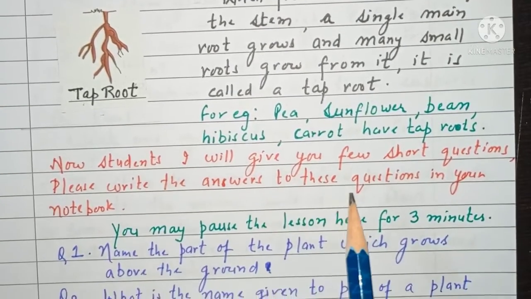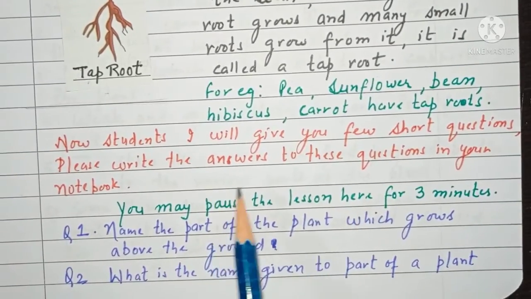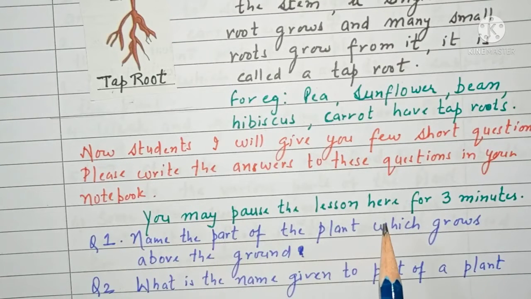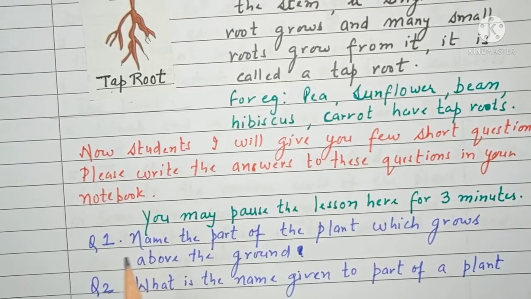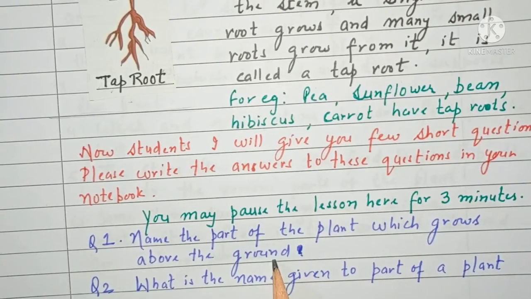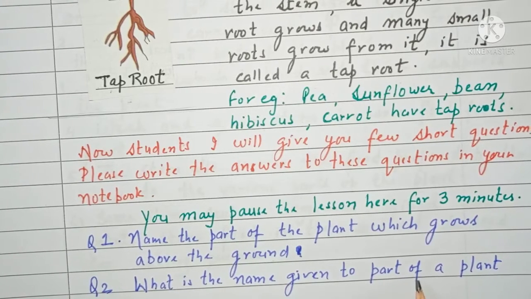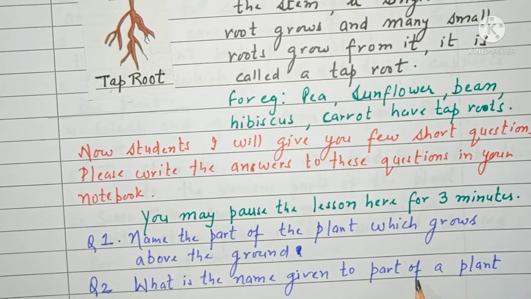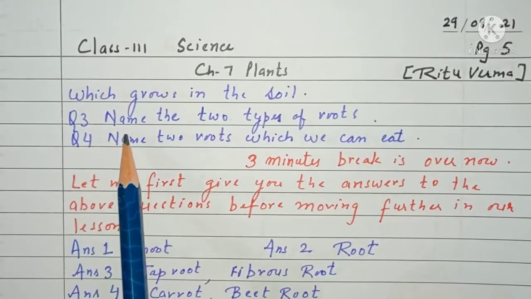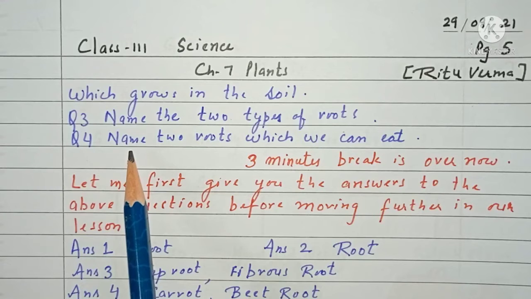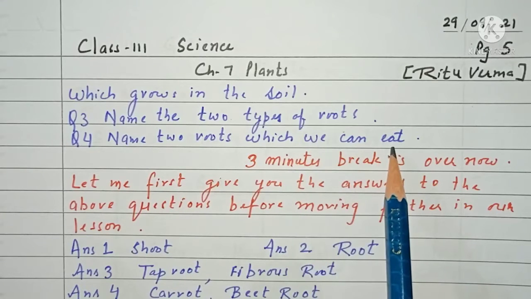Students, now I'll give you few short questions. Please write the answers to these questions in your notebook. And you may pause the lesson here for 3 minutes. Question number 1. Name the part of the plant which grows above the ground. Question number 2. What is the name given to part of a plant which grows below the ground? Question number 3. Name the 2 types of roots. Question number 4. Name 2 roots which we can eat.